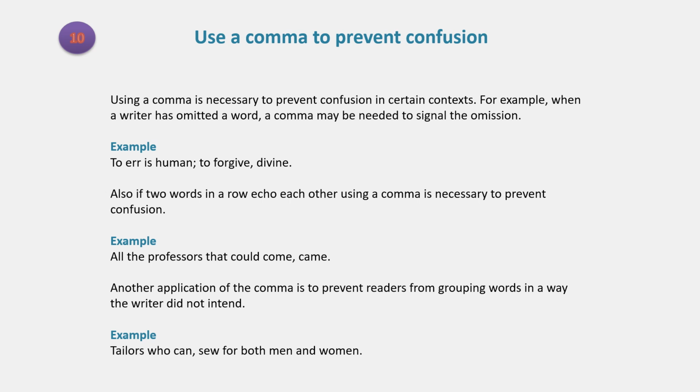Can you guess the omitted word? The omitted word is "is". But to make the sentence more crisp, a comma is used in the place of the word "is". So the sentence reads, to err is human; to forgive, divine. Also, if two words in a row echo each other, using a comma is necessary to prevent confusion. So let's look at this example. All the professors that could come, came.